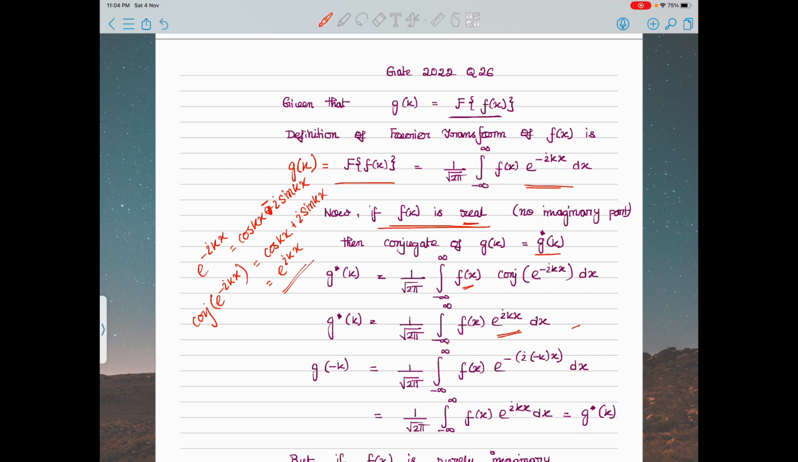Now, there is a condition. So g of minus k, let us see what this is. g of minus k will be 1 upon root 2 pi, integral from minus infinity to infinity.